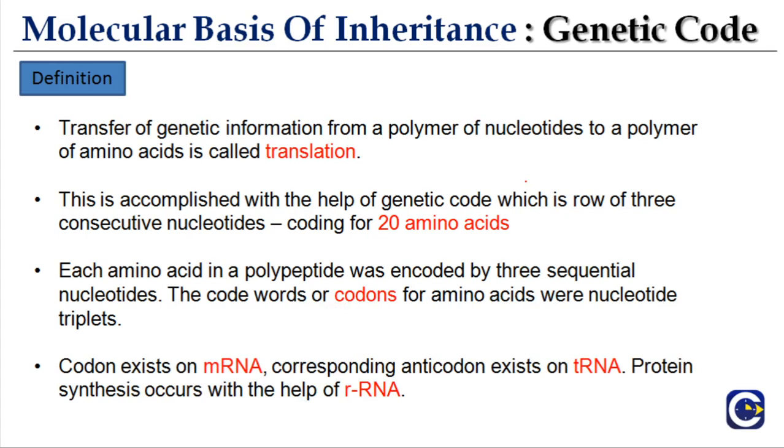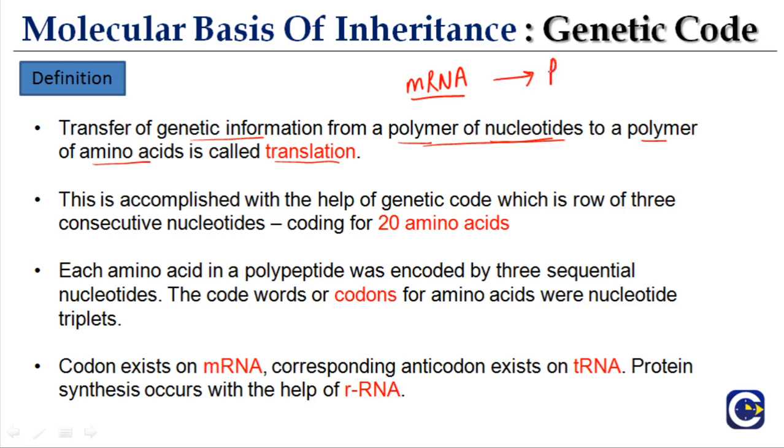So transfer of genetic information from a polymer of nucleotides to a polymer of amino acids is called translation. And what is the polymer of nucleotides that we are talking about here? It is mRNA. mRNA is a polymer of ribonucleotide triphosphate because it has the ribose sugar. So, transfer of genetic information from a polymer of nucleotides to the polymer of amino acids.